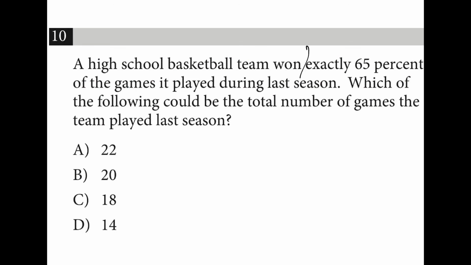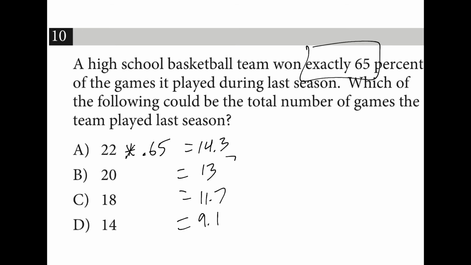If a basketball team won exactly 65%, which one could be the total number of games the team played last season? So take each of these and multiply it by 0.65 and rule out the ones where you don't get a whole number. That makes the answer B.